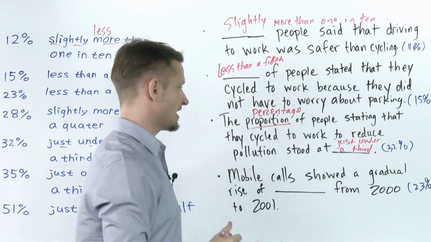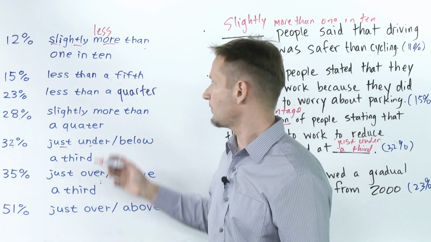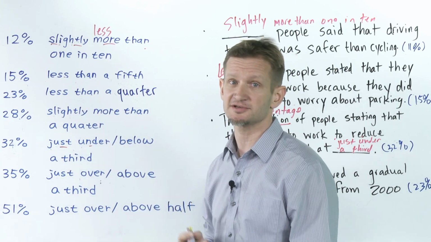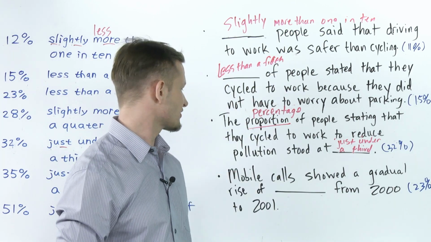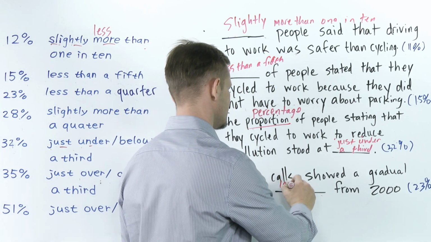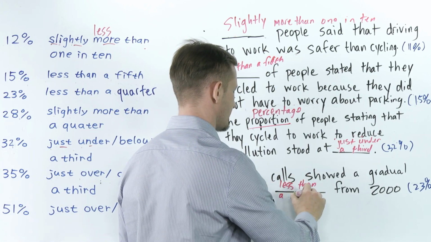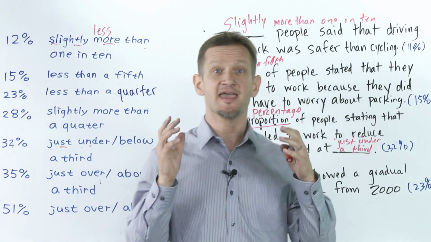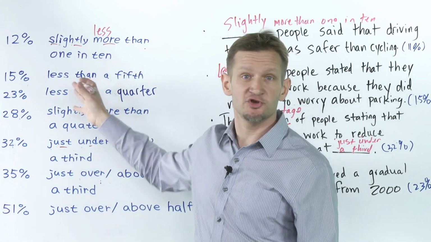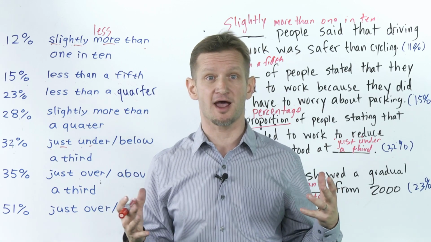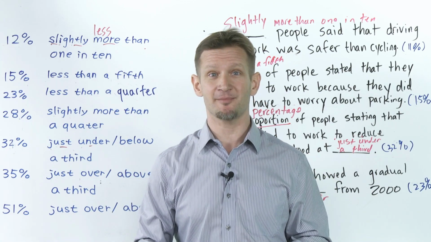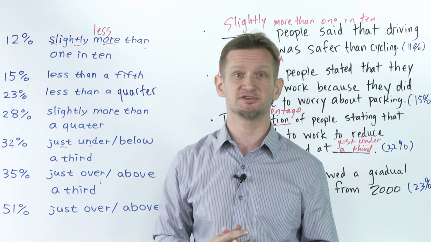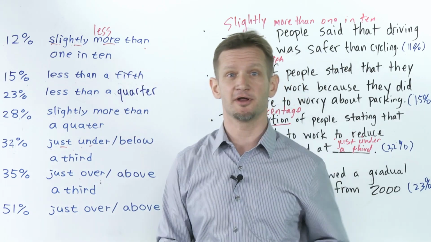All right, last one. Now we're looking for a word that means 23%. Well, 23% is less than a quarter. Or you can say just under a quarter. That's okay too. So mobile calls showed a gradual rise of less than a quarter from 2000 to 2001. So the main takeaway here is that, sure, you can just say the percentages exactly, and that would be correct. But if you want to diversify your vocabulary, and you do, then you can use these phrases to modify common percentages and to give you another way to talk about numbers.